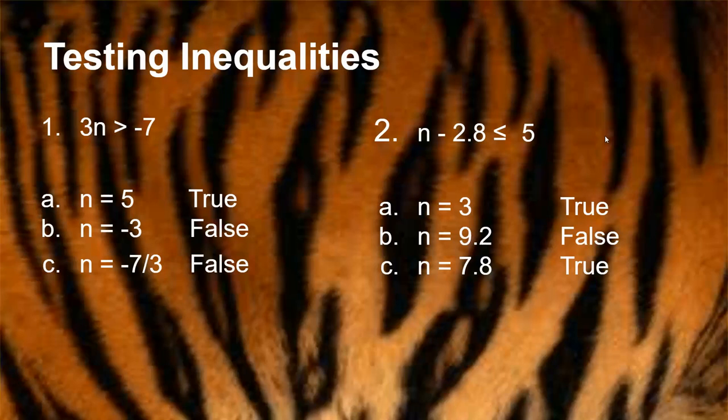Now 7.8. 7.8 minus 2.8 is 5 exactly. Is 5 less than or equal to 5? It is. The answer is true.